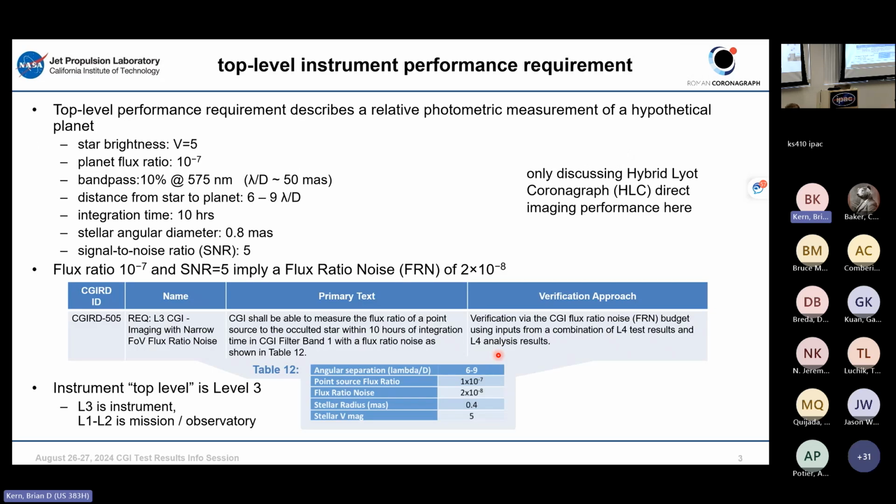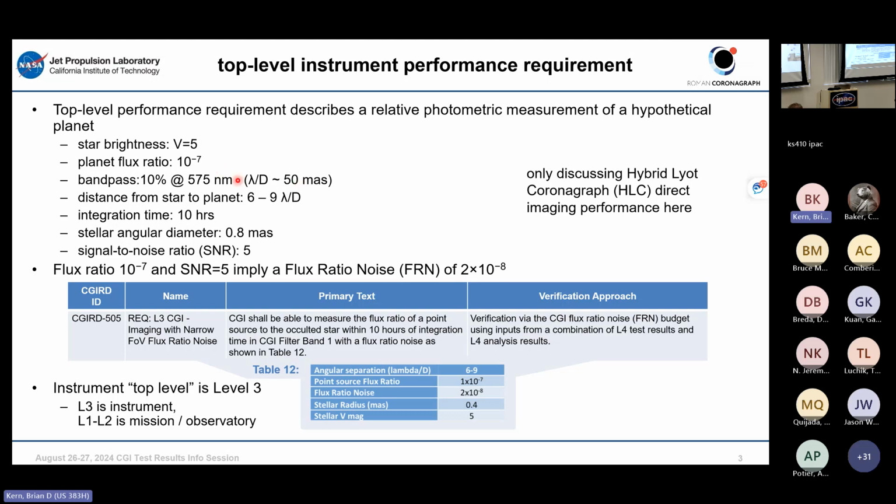So at the top level performance, the way that the question to CGI is structured is to specify one particular observation, one particular context for an observation. So we have a fifth magnitude target. We have, everyone should recognize that that is a very bright planet, a flux ratio of 10 to the minus 7. And that colors a huge amount of the contextual questions that I'm going to try to address.